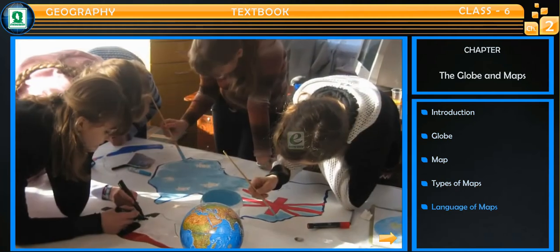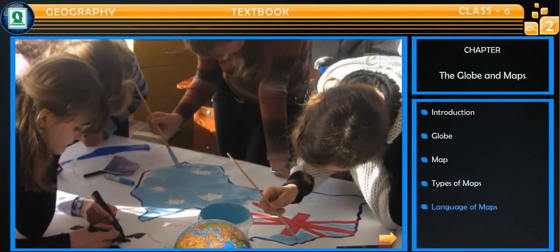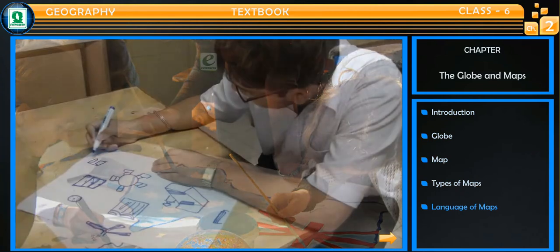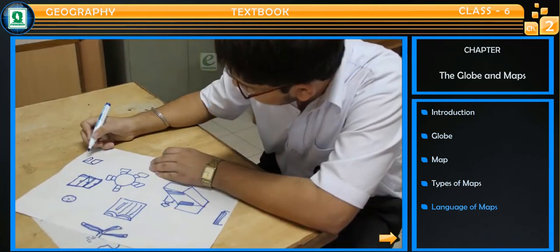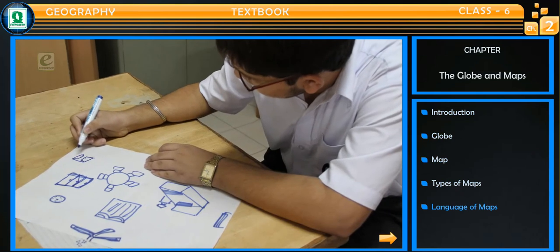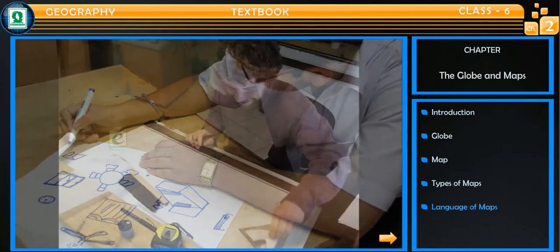But some maps are drawn hurriedly and are not drawn according to a scale. Such a map is called a sketch. Suppose someone asks you to make a map of your room and you draw it hurriedly without any measurement, then this drawing will be a sketch, not a map.